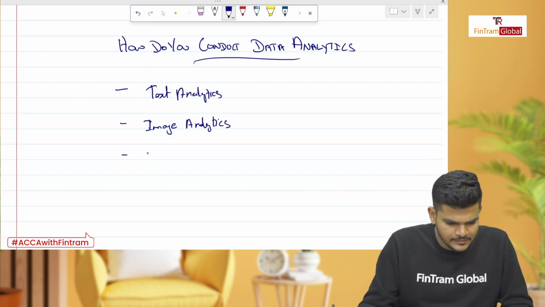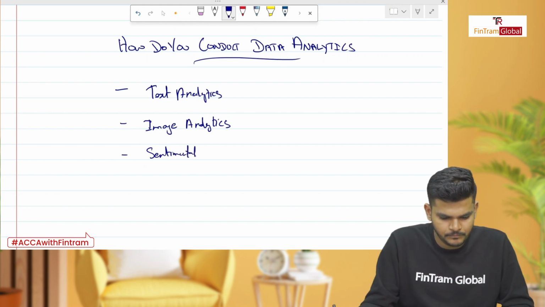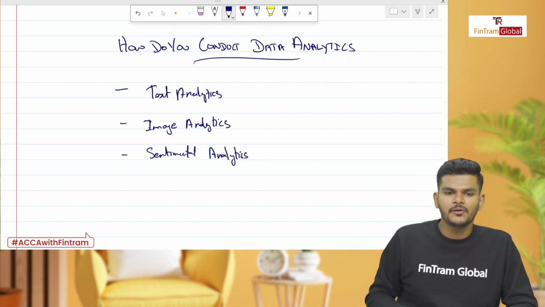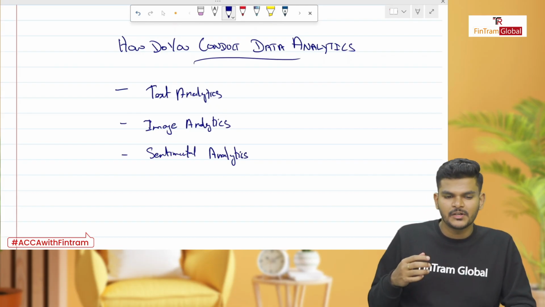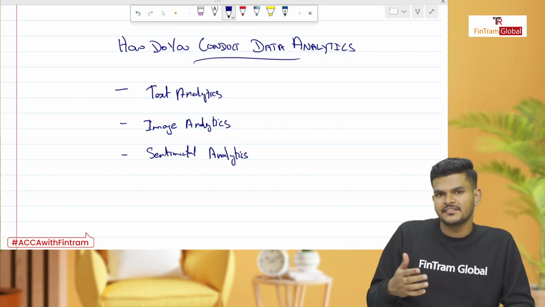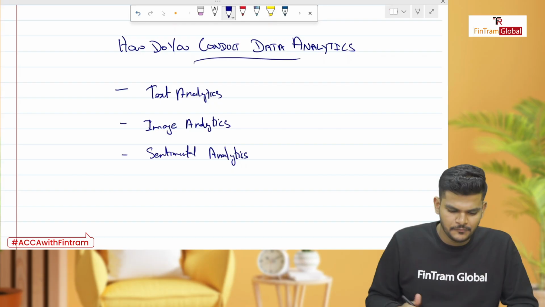And then there is sentiment analytics. What is sentiment analytics all about? Well, basically, it's the idea of what people's emotions are behind certain comments and stuff like that. That's basically what we're trying to analyze. Okay, folks, simple as that.